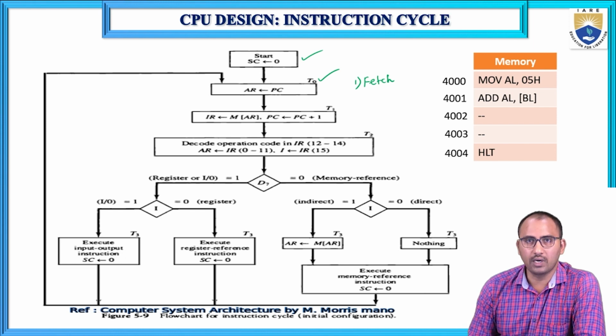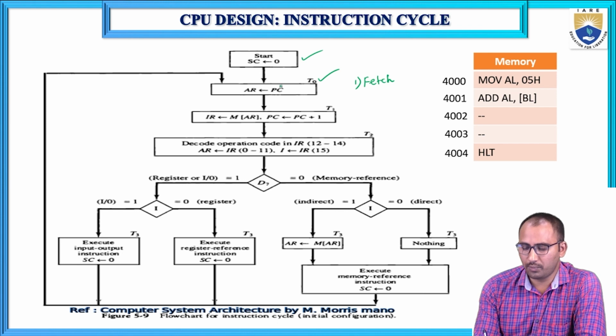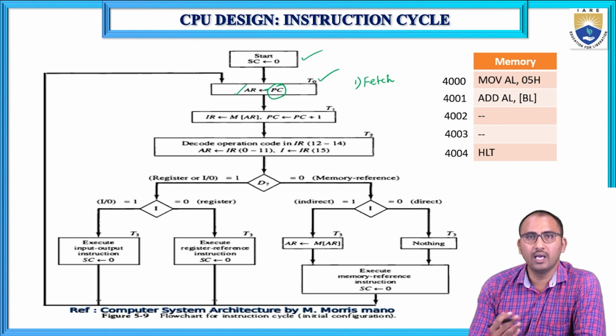Suppose you want to read an instruction from the memory, we require the address. That address is stored in the program counter. So from the program counter, that address will be loaded into the address register, because using the address register only we can communicate with the memory. That's why the program counter address will be loaded into the address register.